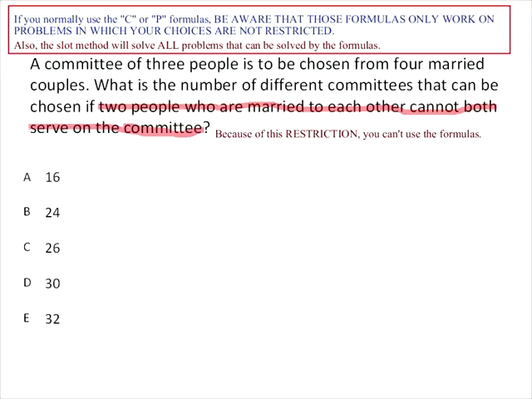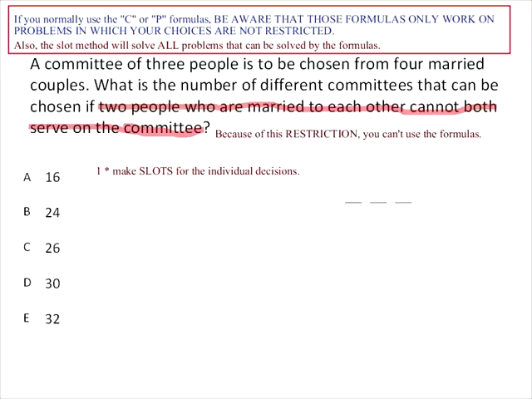In any case, let's go through the steps of the slot method. Step 1, make slots for the individual decisions. How many slots? Go ahead and type in the text box, please. How many slots do we need? Okay, we need 3 slots because there are 3 people being chosen for the committee. So, 3 slots, 3 people. So here's those slots.